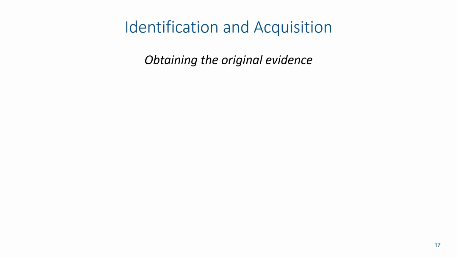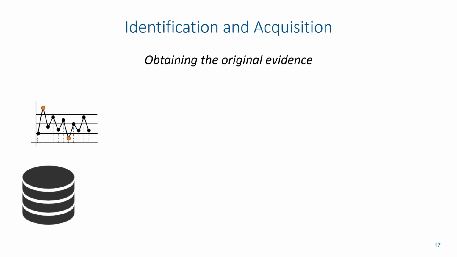In this video, we go over the first step of computer forensics, which is identification and acquisition. So a huge aspect of this is to obtain the original evidence. This might be through anomaly detection on our devices. We've noticed something is outside of the bounds of what we normally expect, and so we need to perform forensics to be able to determine what was the cause of this and how we might rectify the situation.